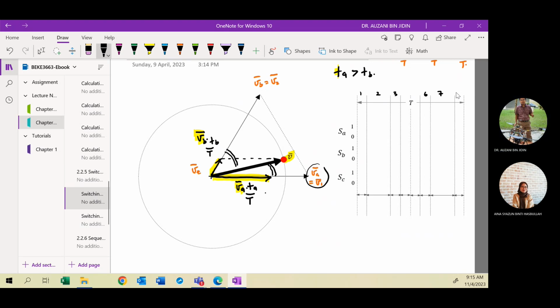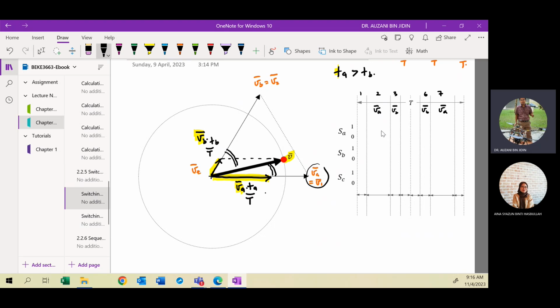Is it right? Because for interval number 2, you need to choose what vector? Interval 2, VA, right? Interval 3, VB. Interval 6, VB comes first, because finally you can get a symmetrical waveform, kan? Symmetrical waveform. So VB, then VA.